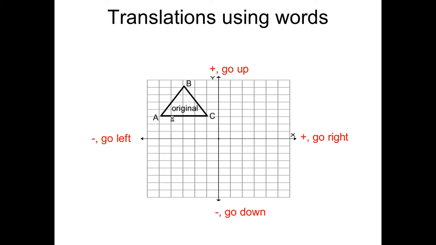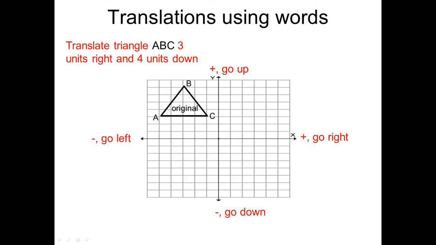We can translate an entire figure using the words. If we're going to translate triangle ABC 3 units right and 4 units down, you're going to take each of your vertices, and what you did to just one ordered pair, you're going to do to each of the vertices, and then you're going to join them.